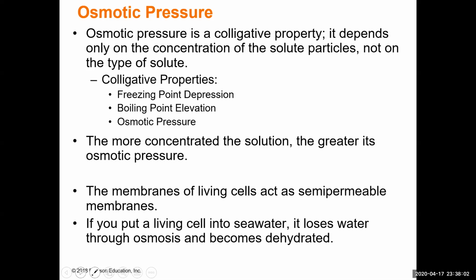So osmotic pressure is our third colligative property. Remember that colligative properties depend only on the concentration of the solute particles and not on the types of solute particles. So now we have a list of 3 colligative properties that we've learned about. We learned about freezing point depression, boiling point elevation, and osmotic pressure. With osmotic pressure, the more concentrated the solution is, the greater its osmotic pressure will be.